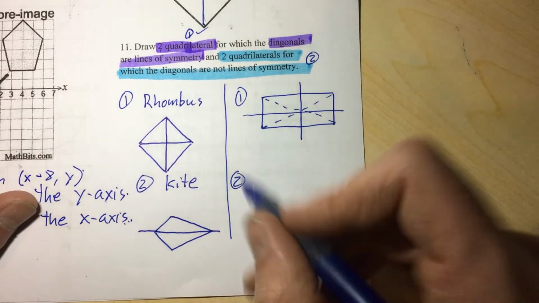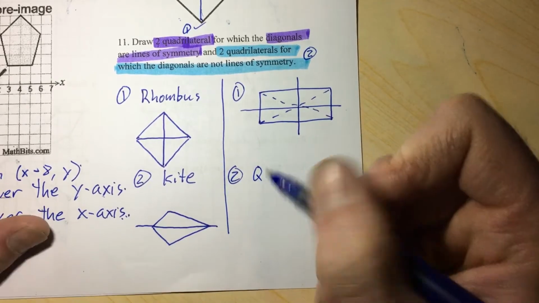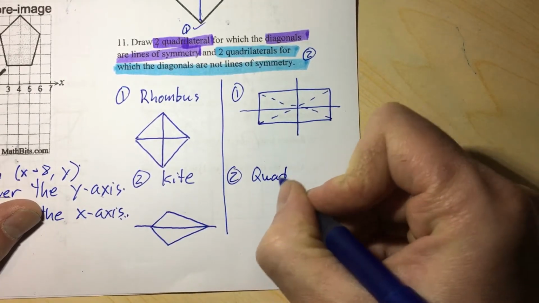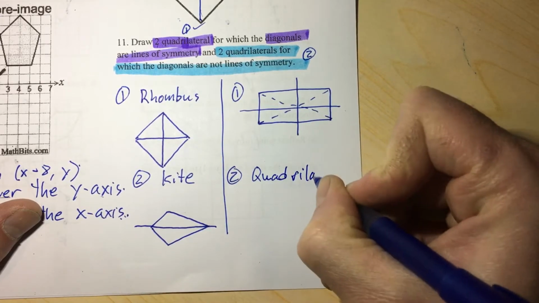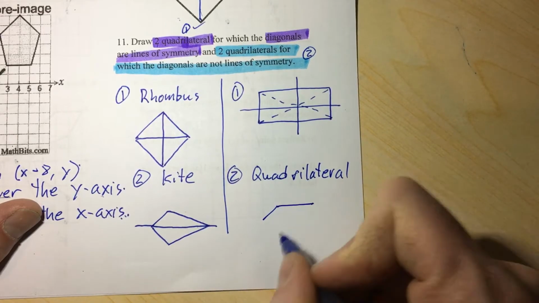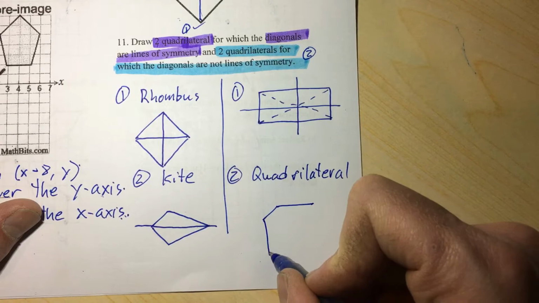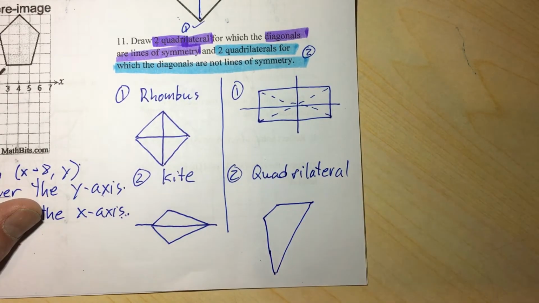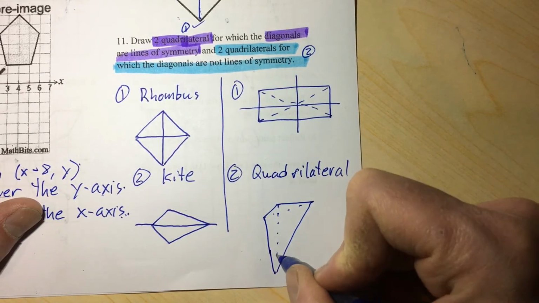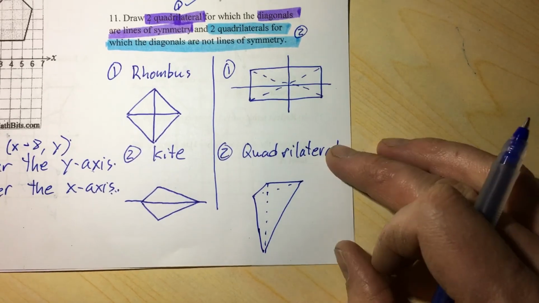All right, and our last one, why don't we draw a quadrilateral? Okay, so a quadrilateral can have no lines of symmetry. So a quadrilateral, and we can make any type of funky shape we want. And that one is not going to have a diagonal that is a line of symmetry. Okay, so here's our diagonals. And guess what? There's no lines of symmetry on this one. So you're good. All right, good luck with your tests.